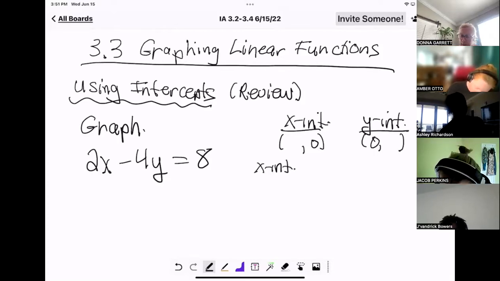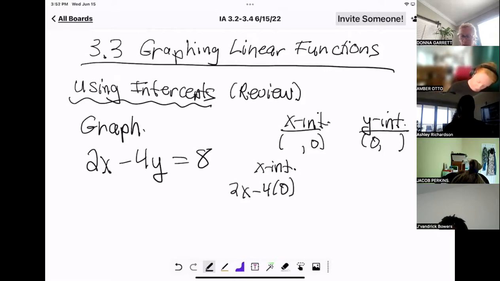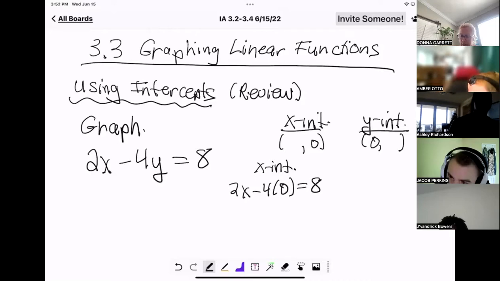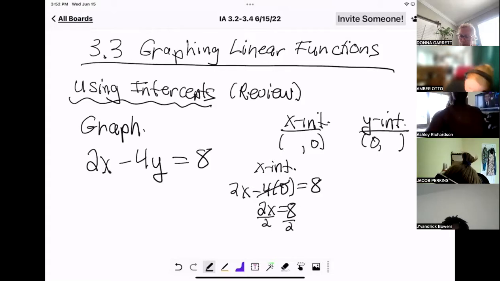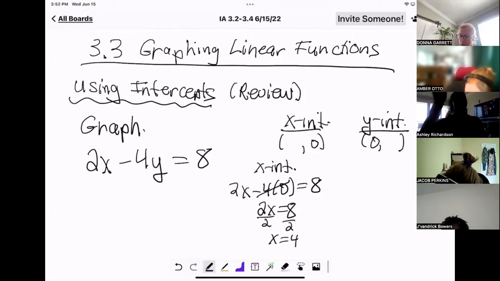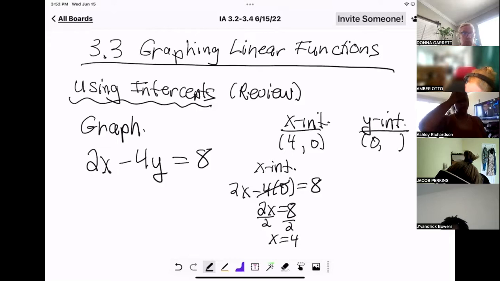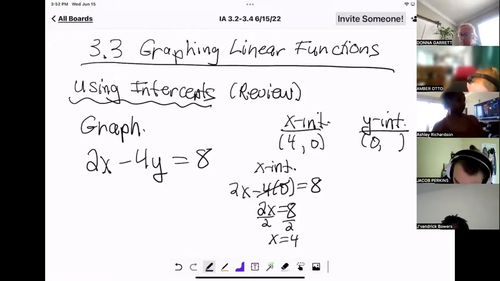I'll do it this way. X-intercept. So I'm going to put y is 0. 2x minus 4 times 0 is equal to 8. That goes away. 2x is equal to 8. X is 4. So I know my x-intercept is (4, 0).